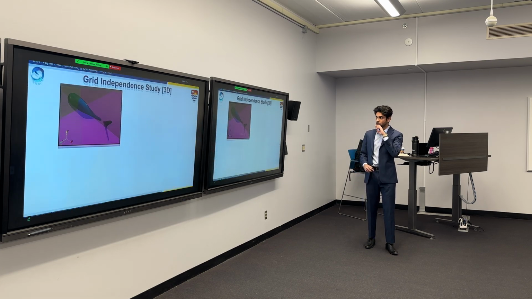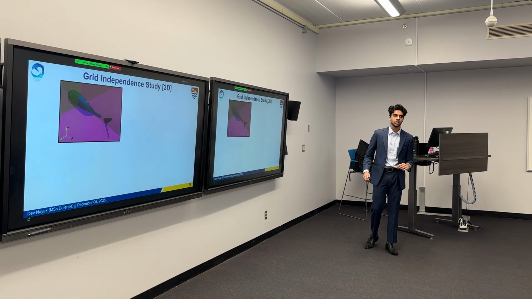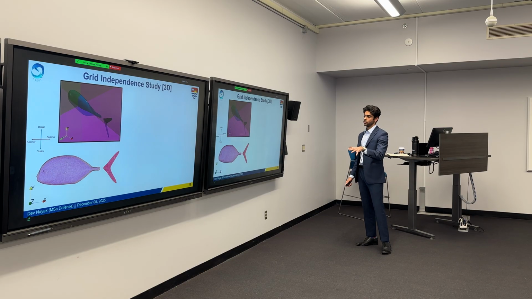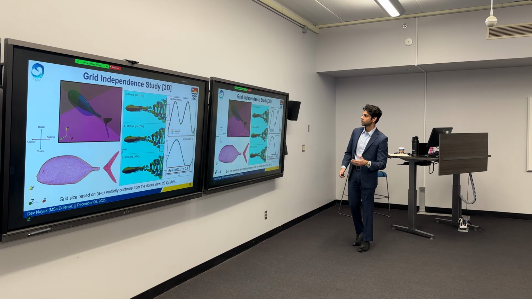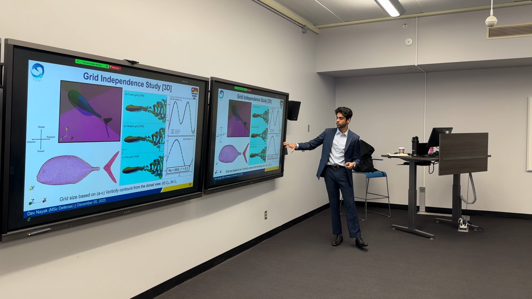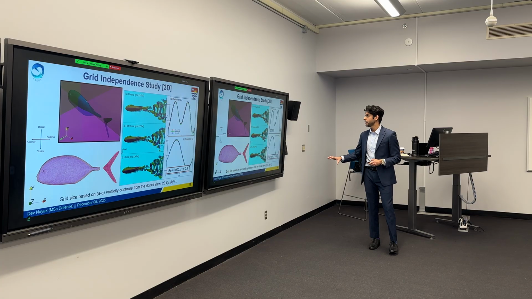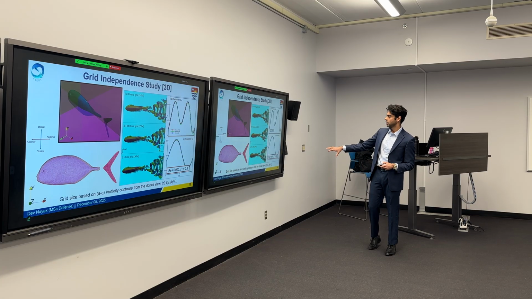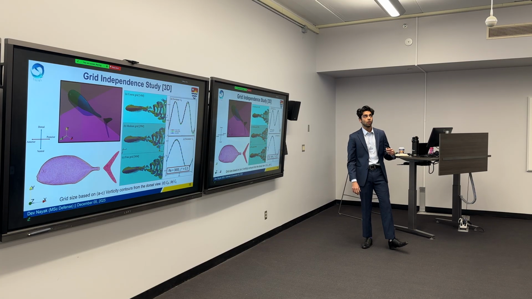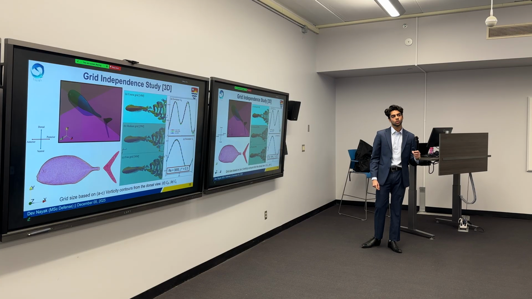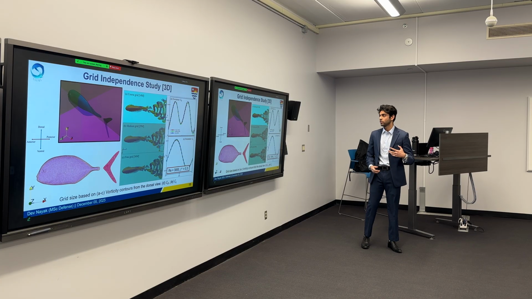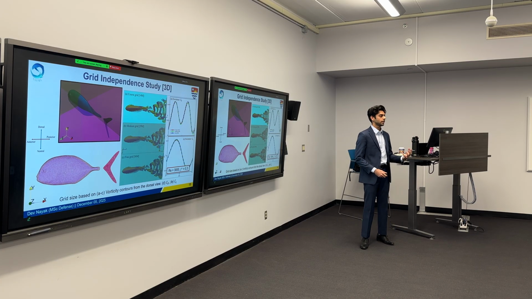Moving further, here we have shown the grid independent study. If you look at the dorsal view and the vortices from that, we can see that the coarse, medium, and fine grid show a very close resemblance alongside the CD and CL ones. So to save computational resources and time, we chose the coarse grid, which gave us reliable results, as the final grid size for our cases, which was 14 million.